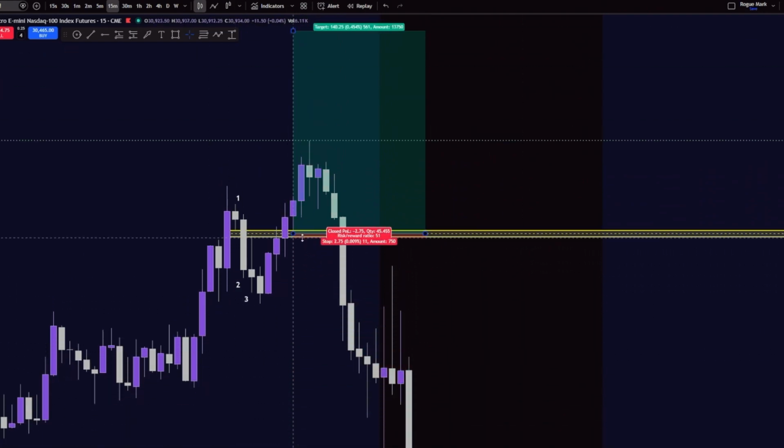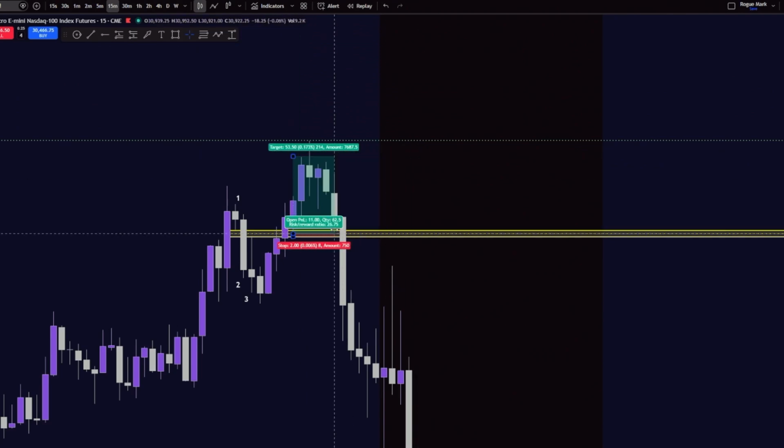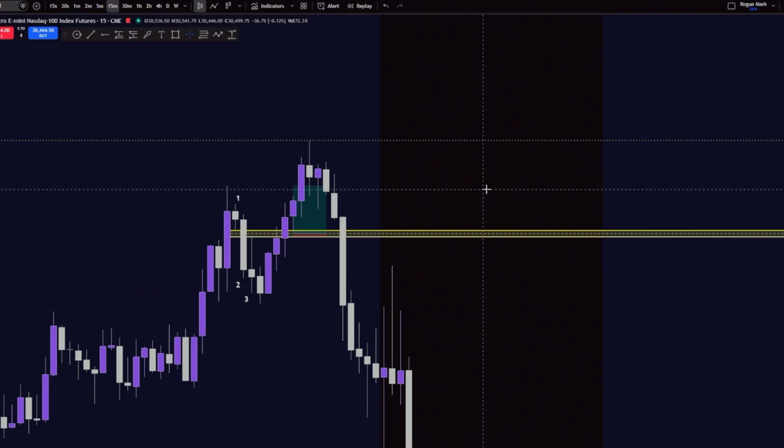From this wick or the top of that fair value gap, go to a 1 to 2 or 1 to 3 risk to reward, or you can even go from the top of this wick right here. And that is your inverse fair value gap.